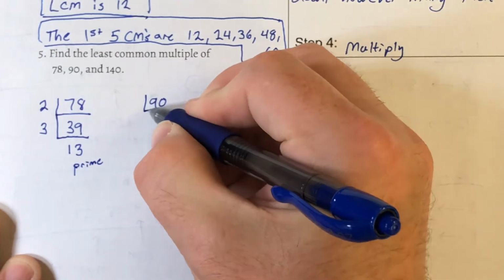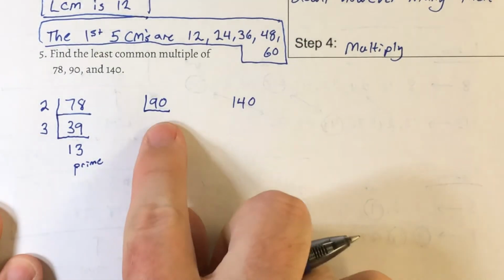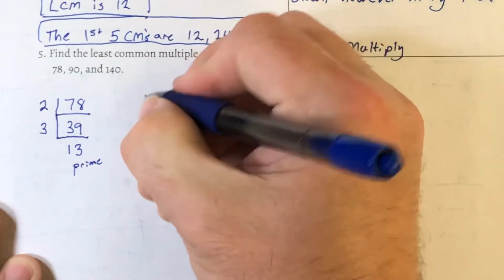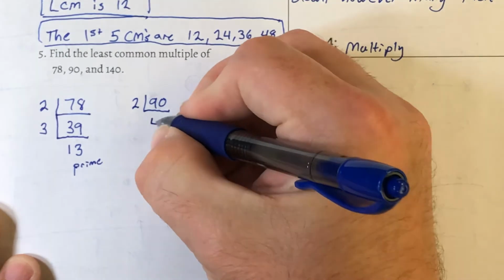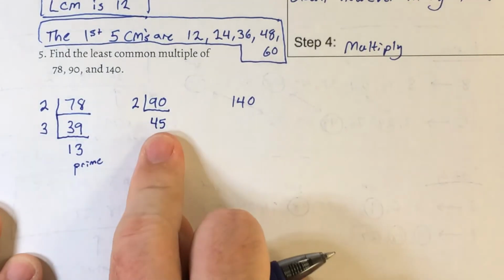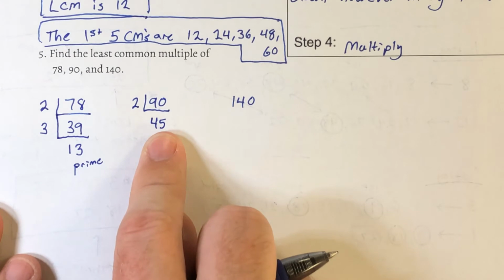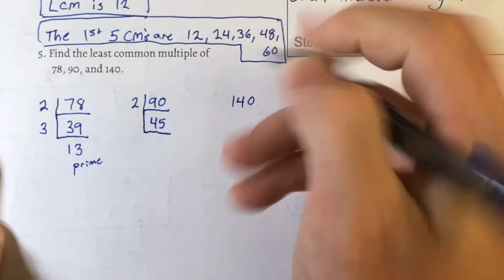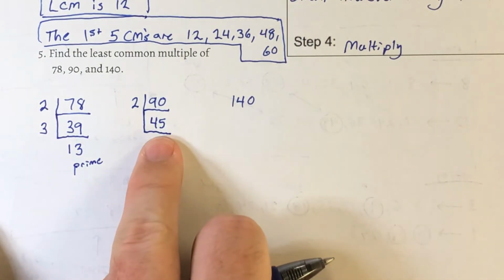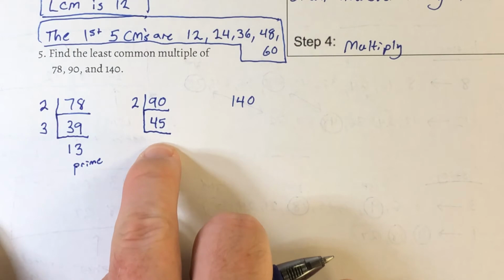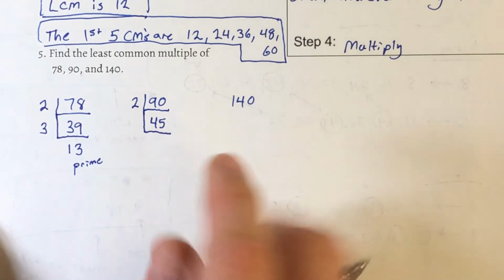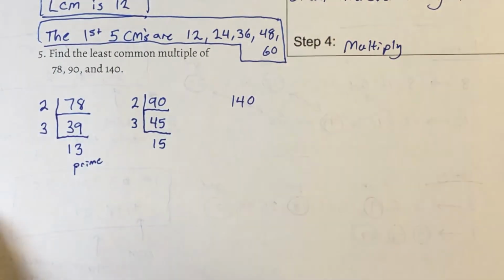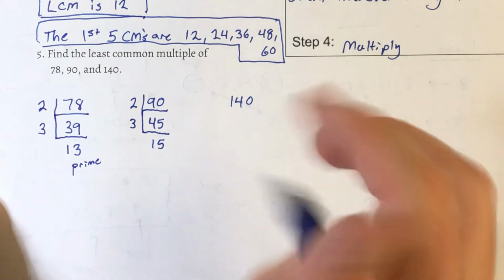Go to 90. 90 is not prime, so we start our ladder and ask, what's the smallest prime number? 2. Will 2 go into 90? Yes, it's even. What's half of 90? 45. Again, if you did not know that, do some long division off to the side. Next, is 45 prime? No, it's not. So continue your ladder. Smallest prime number is 2. Will 2 divide into 45? No, it's odd. What's the next prime number? 3. Will 3 go into 45? Yes. How many times will 3 go into 45? 15. 15, 30, 45. Is 15 prime?